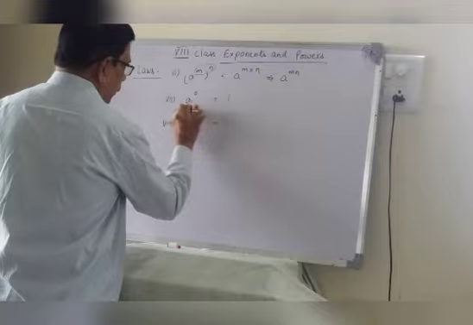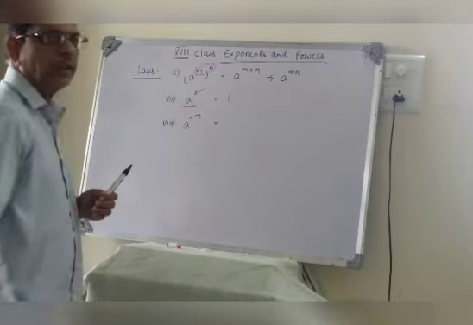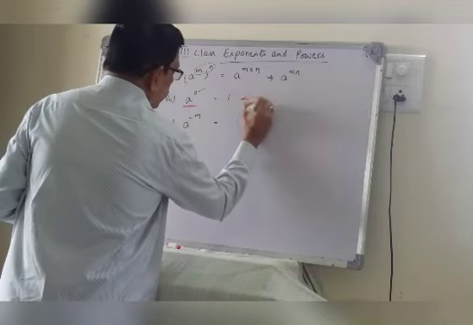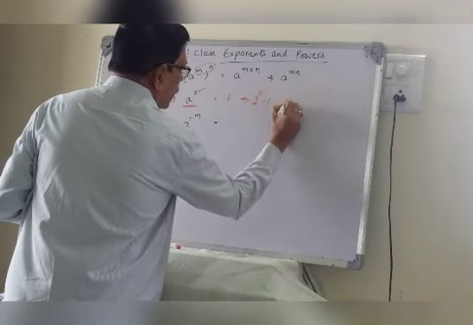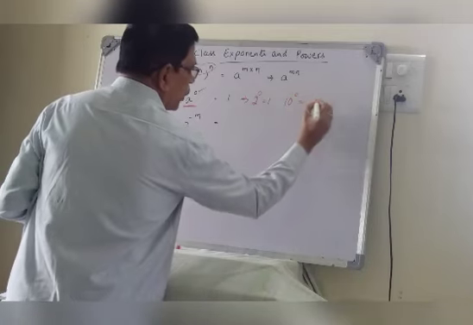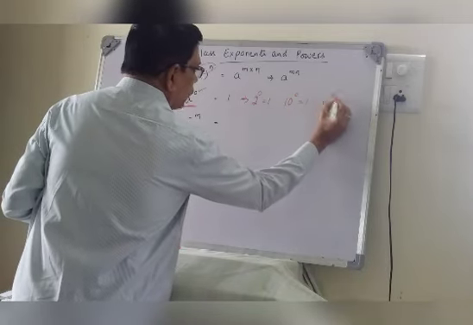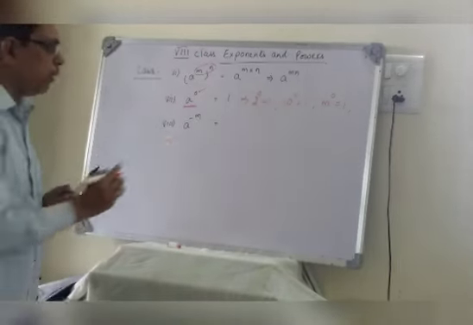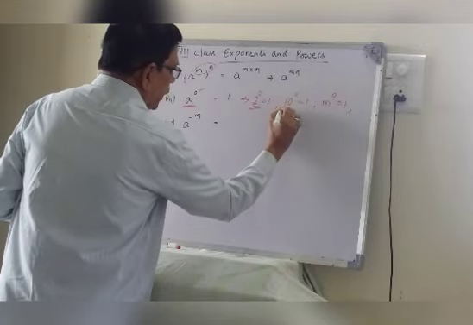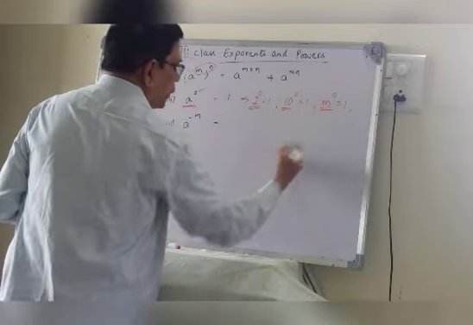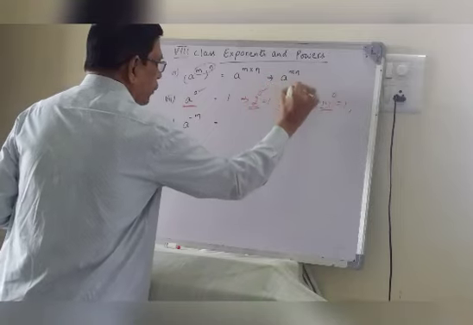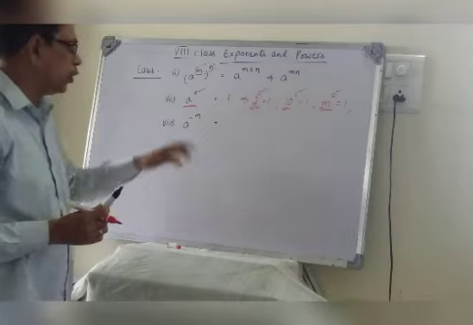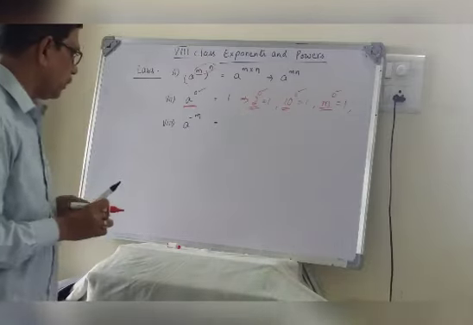So a to the power of 0 is always equal to 1. Whatever the base, if the power is 0, remember it is equal to 1. For example, 2 to the power of 0 is equal to 1, 10 to the power of 0 is equal to 1, and m to the power of 0 is equal to 1. Is it clear? Here the base is 2, here the base is 10, and here the base is m. But if the power is 0, whatever the base, the answer is 1.